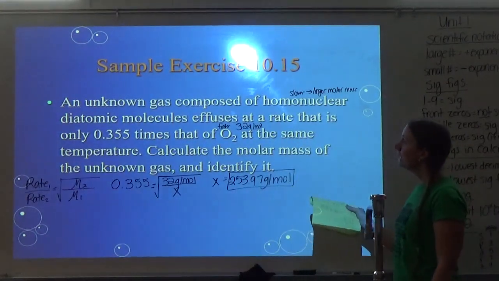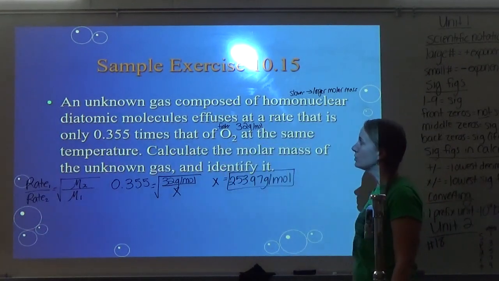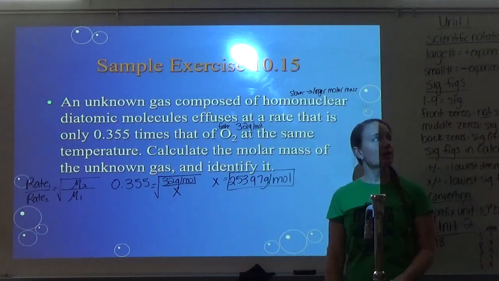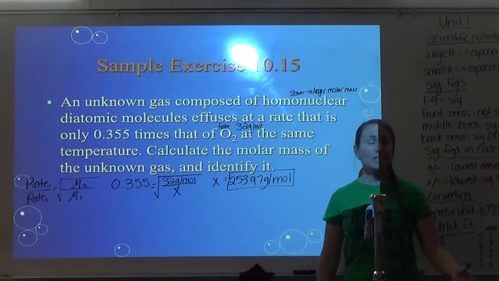All right, and so now we have to identify it. So we know our diatomics. We know it's got to be something heavier than O2. So we also have the choice of F2. That's not going to be heavy enough. Cl2 is not going to be heavy enough. Br2 is 80. 80 times 2 is only 160.